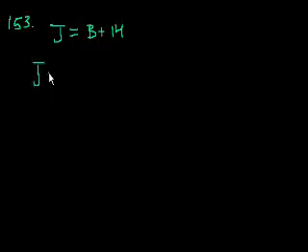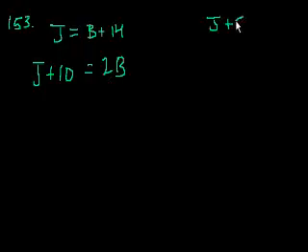Problem 153. Jack is now 14 years older than Bill. So Jack is equal to Bill plus 14. If in 10 years Jack will be twice as old as Bill, so Jack in 10 years is going to be twice as old as Bill, so 2 times Bill's age. How old will Jack be in 5 years? So they want to know J plus 5, right? That's how old Jack will be in 5 years.